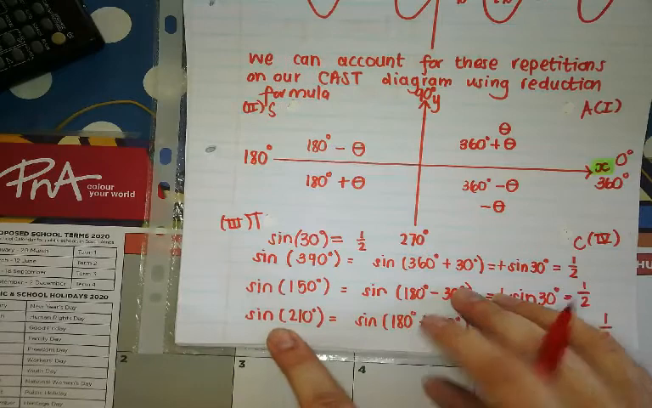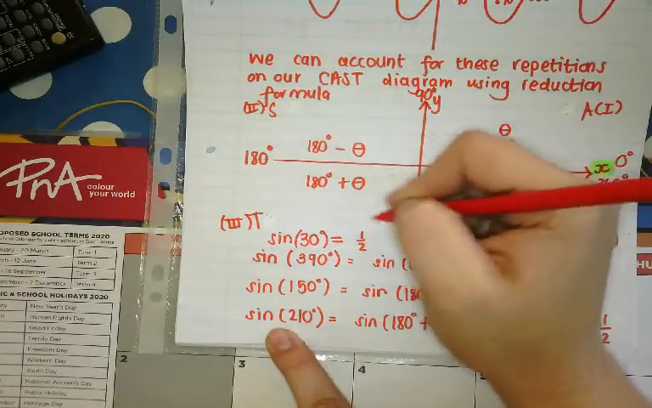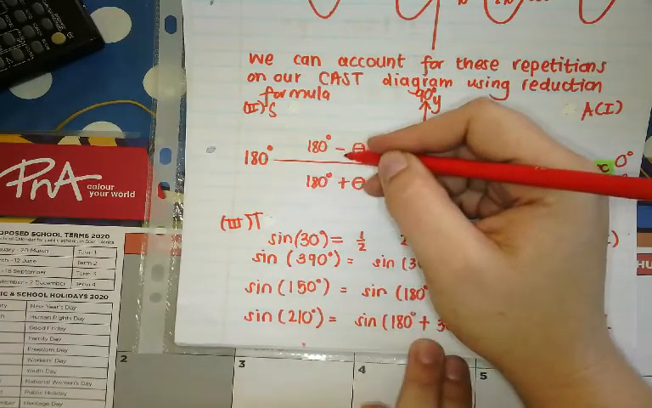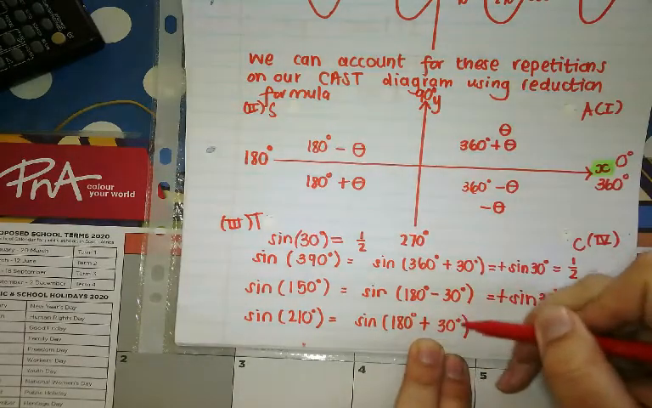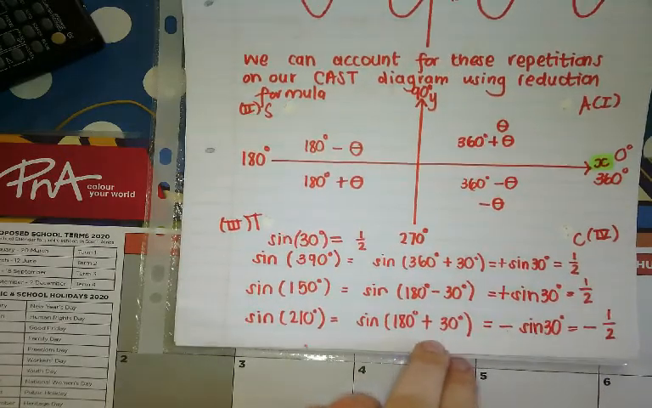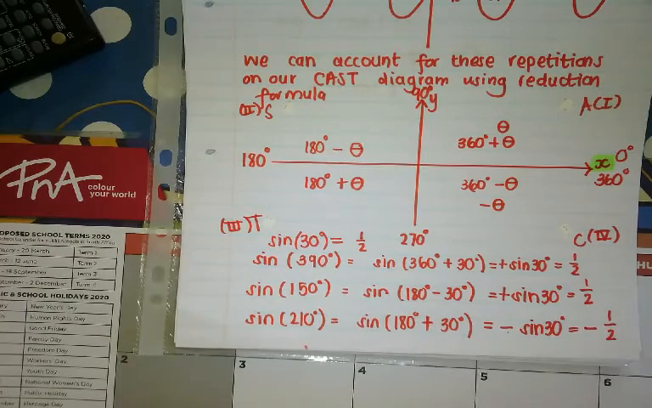And lastly, sine 210. Well, that's 180. 210 would be somewhere here. My reduction is 180 plus what? Well, it's plus 30, but in that quadrant it is negative, so my answer would be negative sine 30, which is negative 1/2. So we're going to practice a few more reductions. Then I'm going to practice some more reductions with special angles, and then we're going to see how it affects my equations.